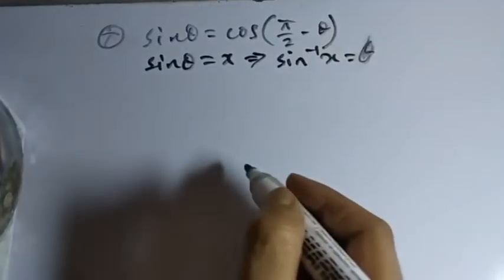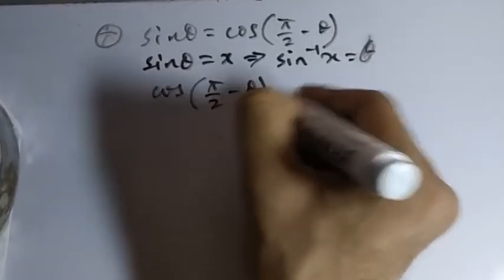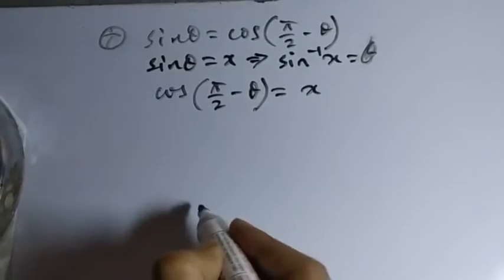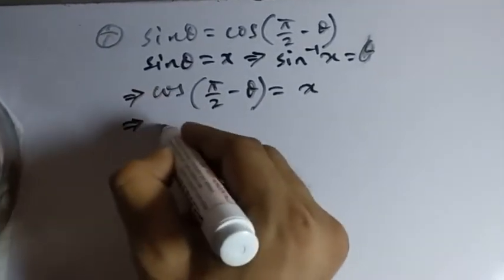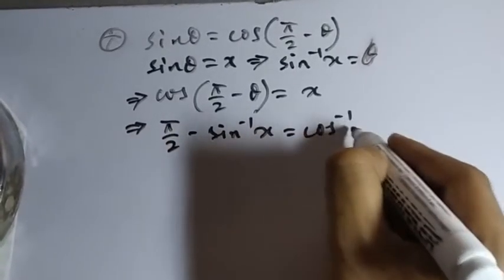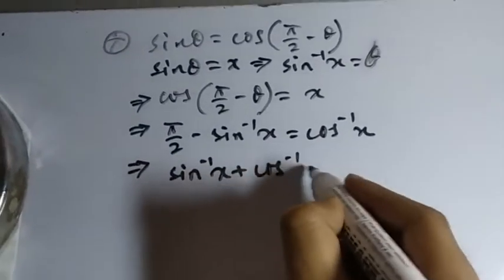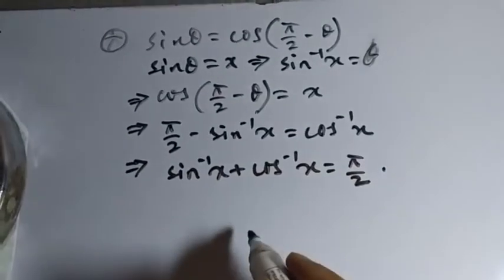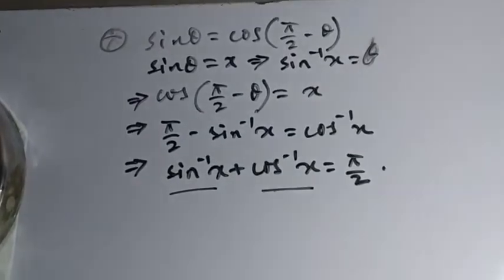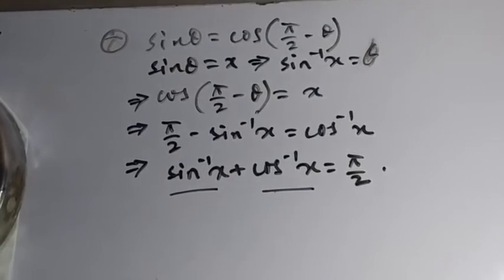So what we can say is that cos(pi/2 minus theta) is equal to x, and that means pi/2 minus sine inverse x is equal to cos inverse x. That means sine inverse x plus cos inverse x is equal to pi/2. So basically it is saying that sine inverse x and cos inverse x are two complementary angles, and that's why the sum is pi/2.